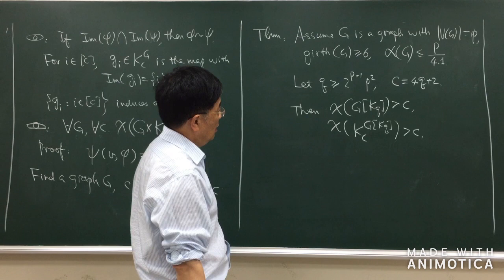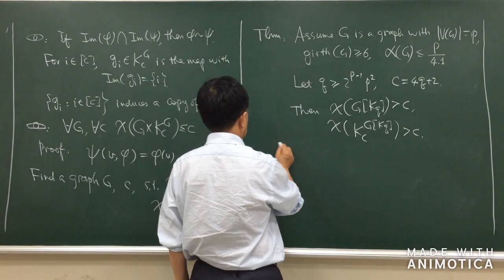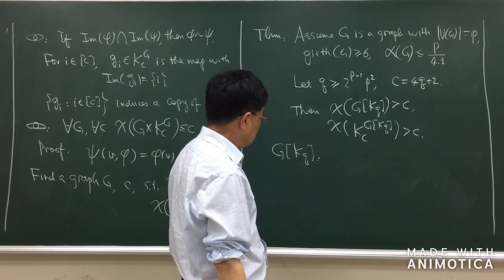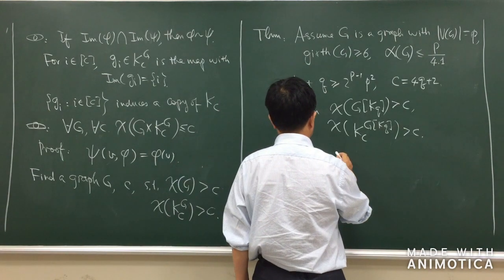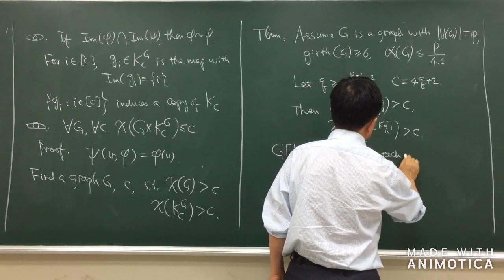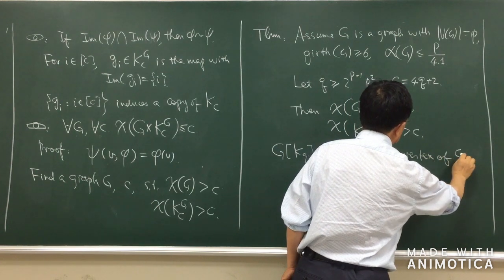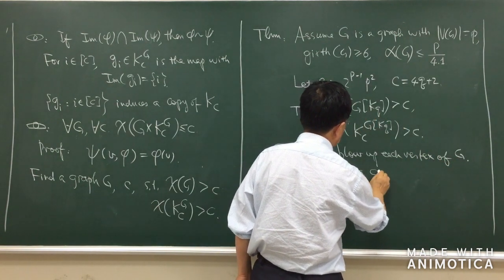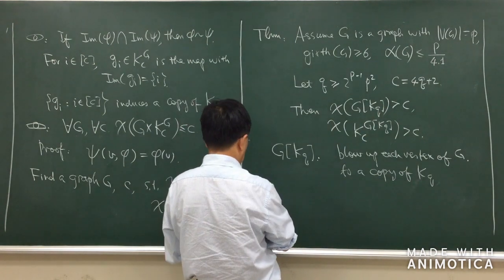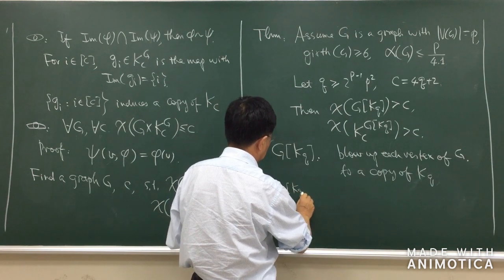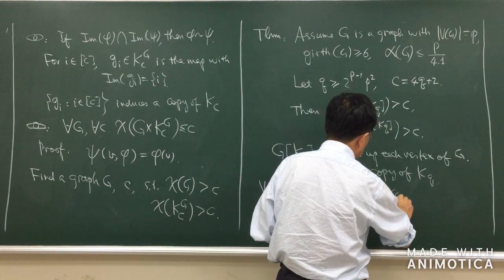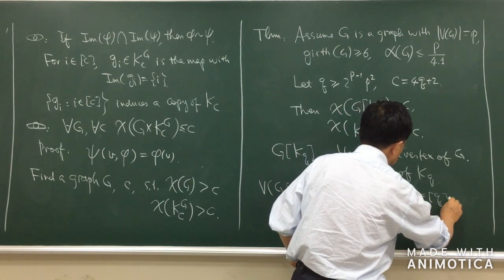Okay. So what is G[K_q]? Just blow up each vertex of G into a copy of K_q. So the vertices of this graph will be written as pairs (v, i), where v is a vertex of G, and i is an integer in the set [q].